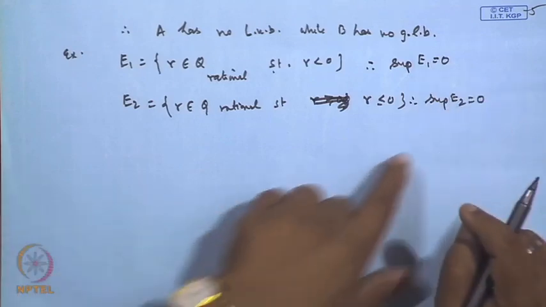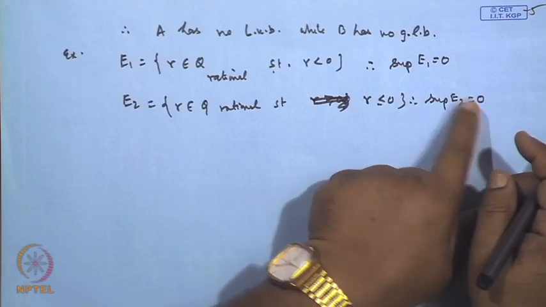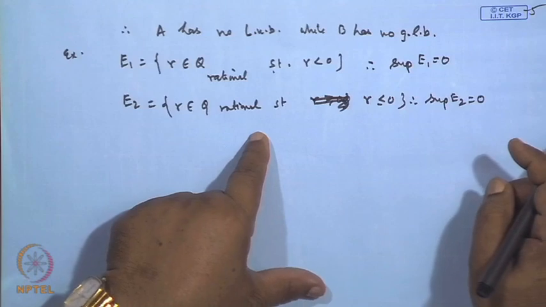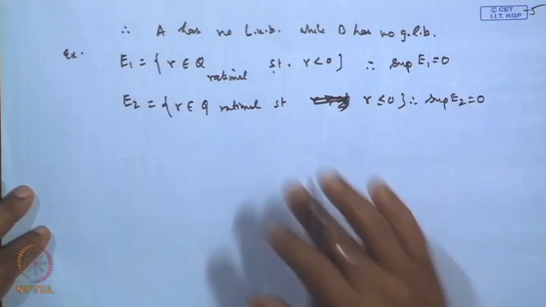So, the supremum of E1 will be 0, and the supremum of E2 will also be 0. But you see, the supremum of E1 does not belong to E1, while the supremum of E2 belongs to E2. So, when we say least upper bound or greatest lower bound, it is not necessary that the supremum will be a point of the set. It may or may not be a point of the set, as we have observed here.